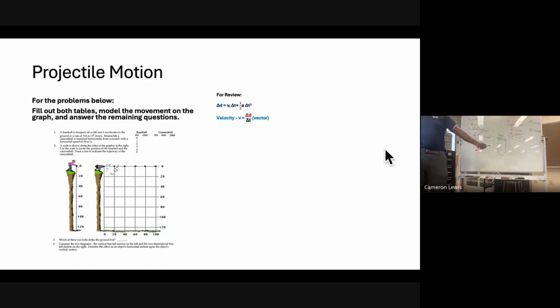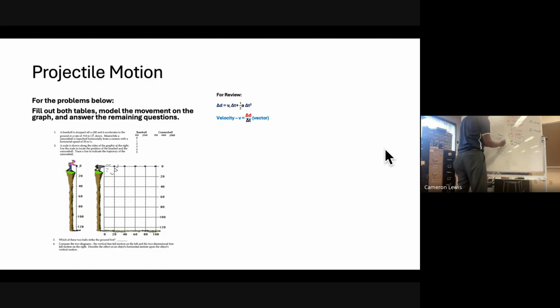So let's do the first one together, right? Let's just do simple math. Let's plug in T right here in this equation. So we got 4.9 times 0 here. What is 0 squared? 0. So displacement is equal to 0.